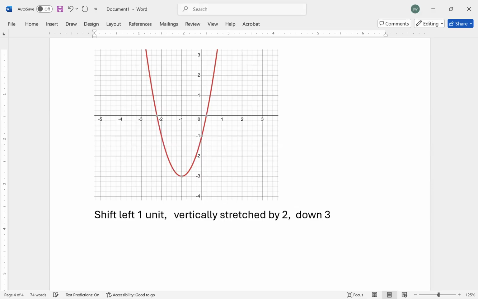We want to do our downshift after we've vertically stretched. By the way, you could vertically stretch first and then shift left 1. It doesn't affect a lot, but that's what you're doing.